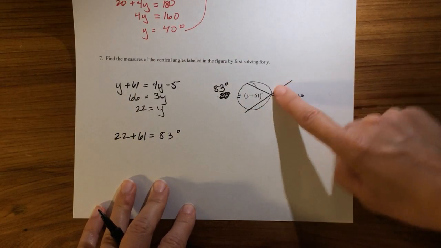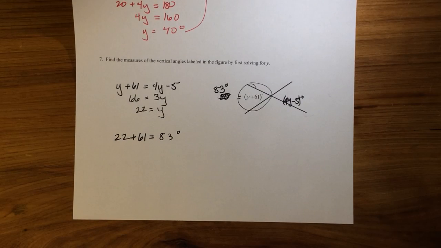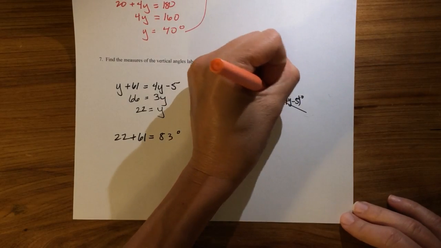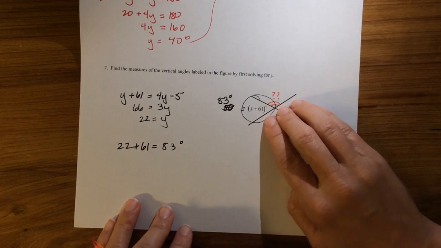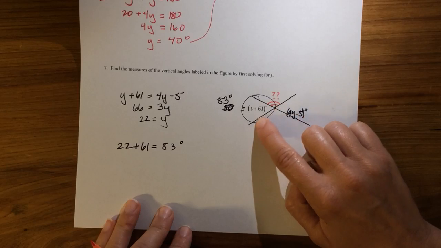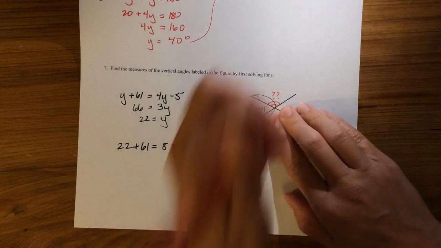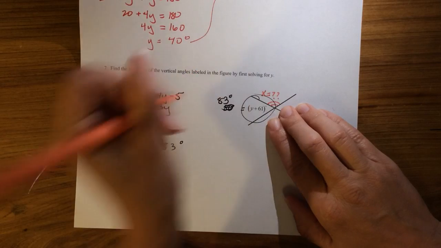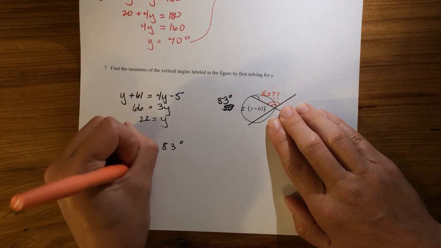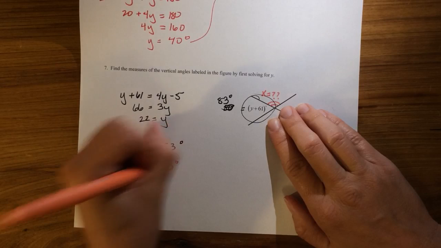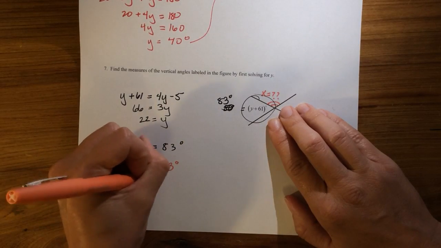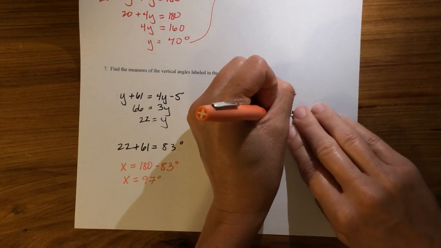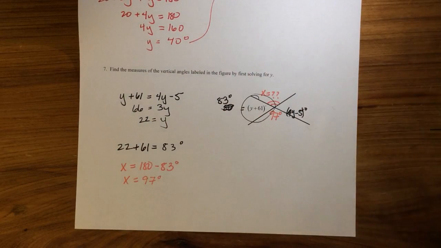But can we find the measure of this angle here too? Yeah, sure. Remember that the measure of a straight angle is 180. So if I call this x, then x is equal to 180 minus 83. Remember, don't trust anything I do in my head. But that means that this is 97 degrees.